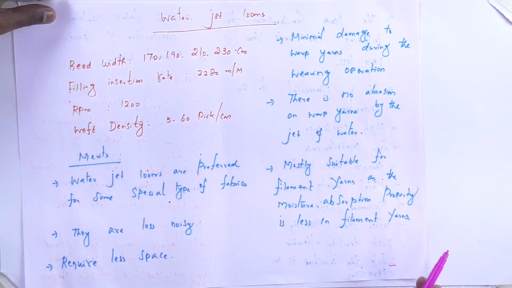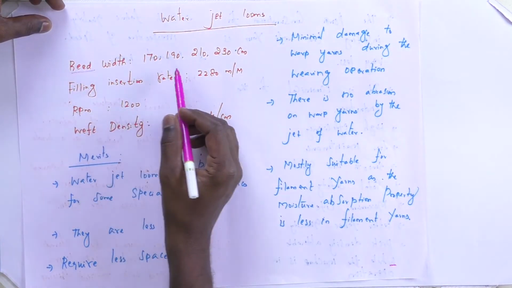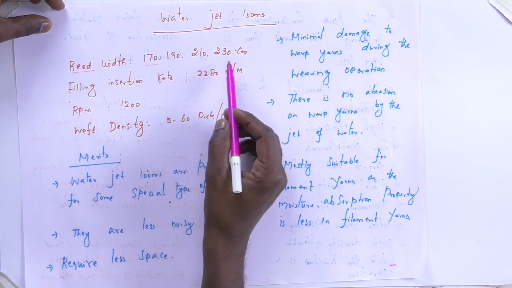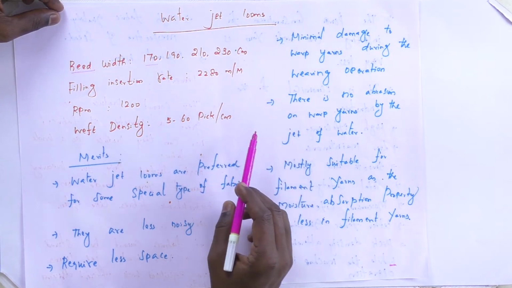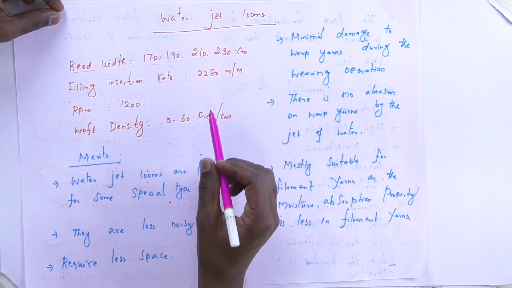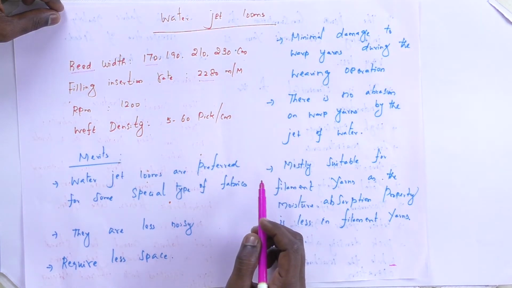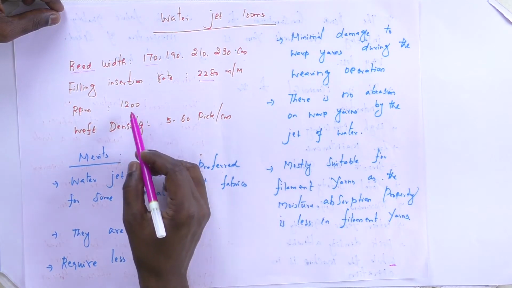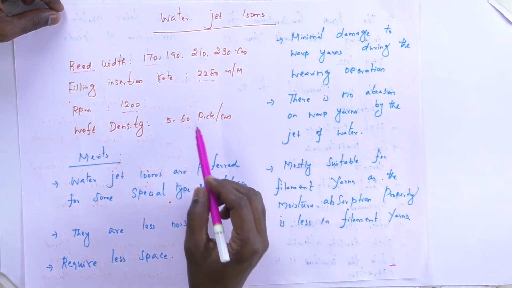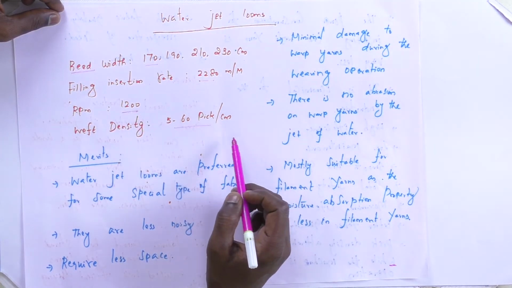These are the specification details. A reed width of 170 to 230 cm is possible in water jet looms. The filling rate is 2280 meters per minute. It's the filling rate of water jet looms. RPM is 1200 RPM. The weft density is 5 to 60 picks per centimeter. We can adjust depending upon the requirement.